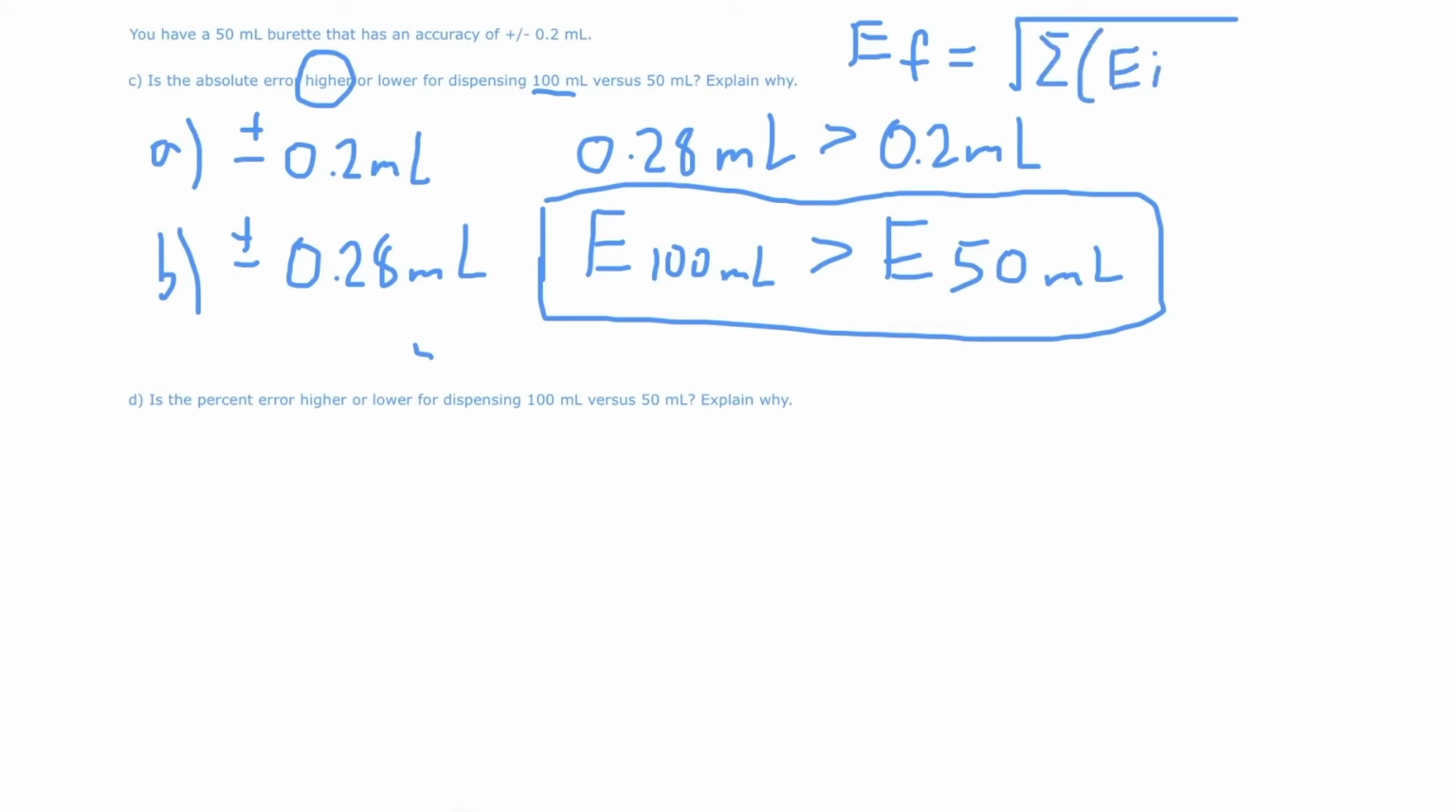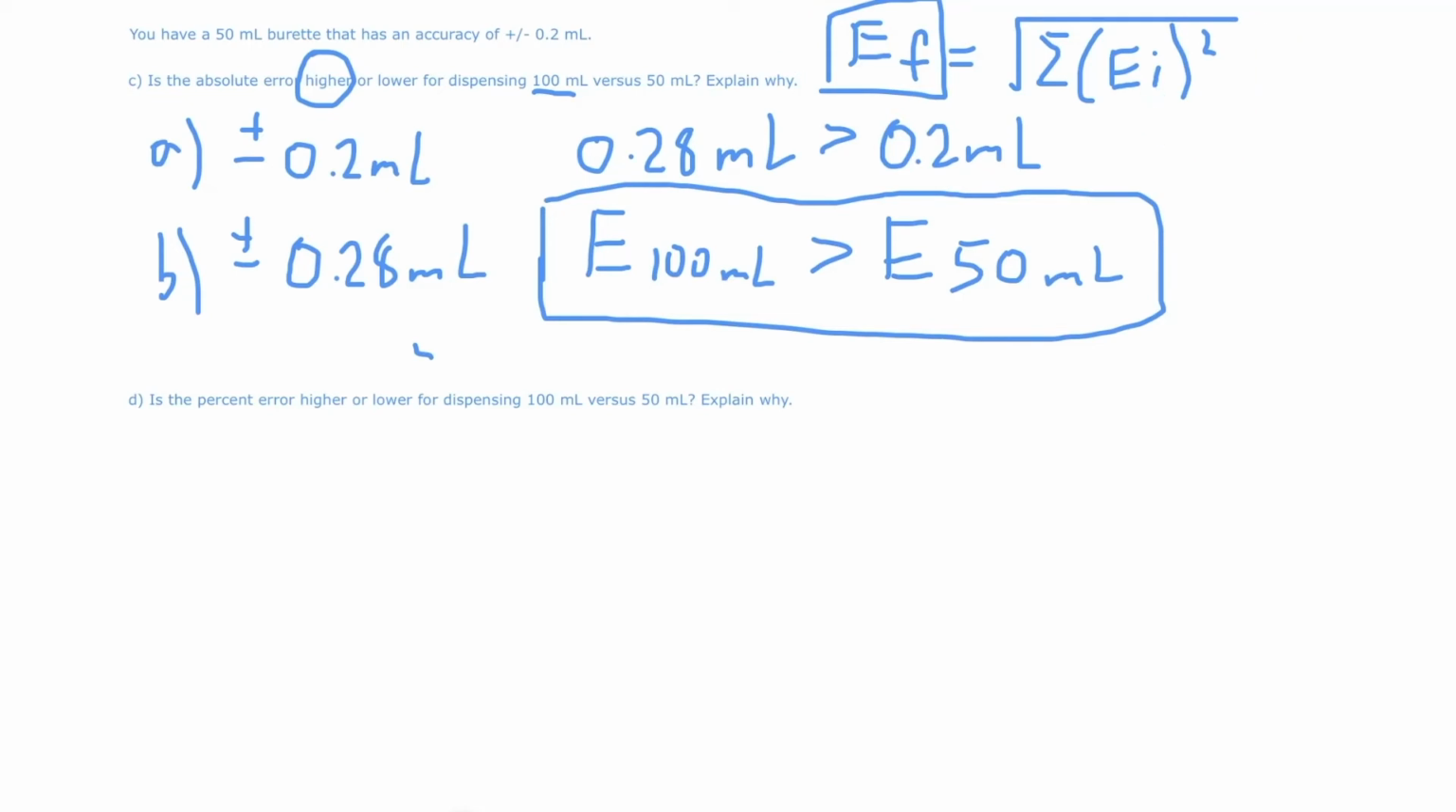Basically, this absolute error, this EF, will have to increase if you continue to increase this side of the equation because they're directly proportional. So as you increase the number of measurements you're taking, which is right here, the absolute error on the left side of the equation will have to go up. So if you're taking 2 measurements, the 100 milliliter method is definitely going to be higher in absolute error than the 50 milliliter method, which was simply 1 measurement.